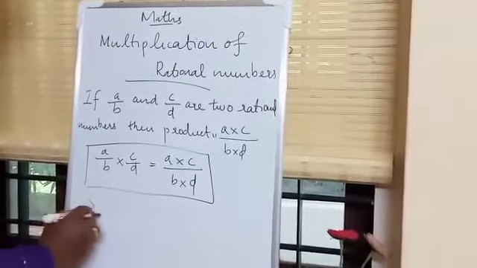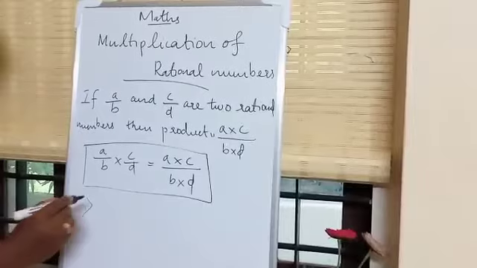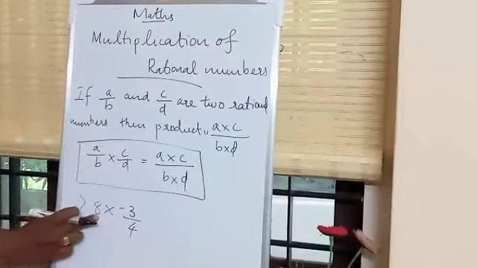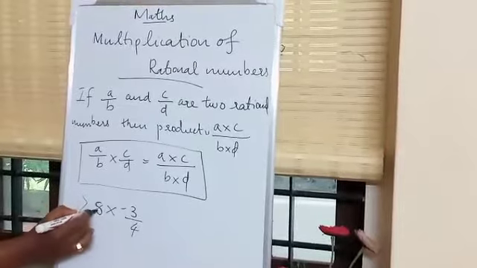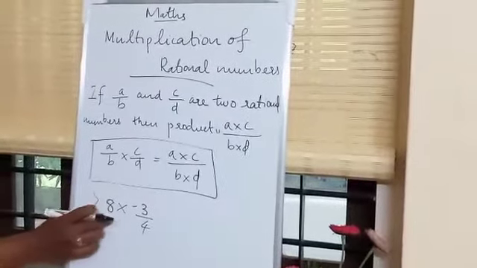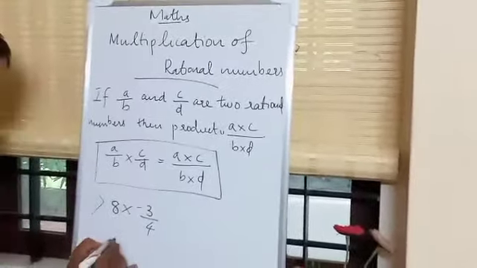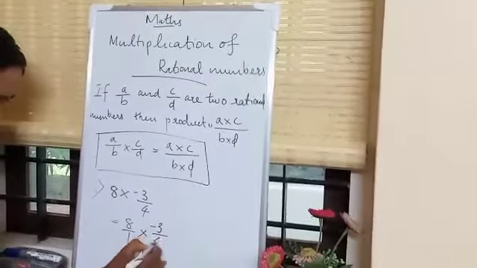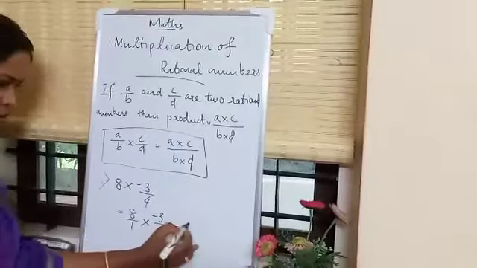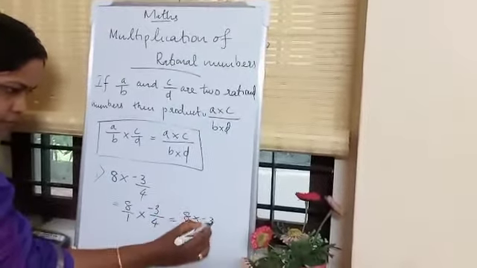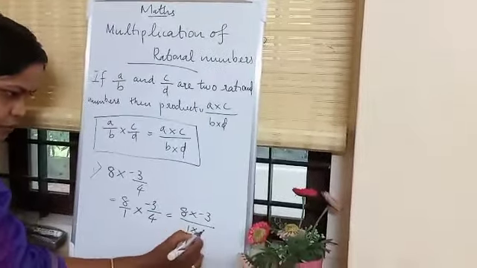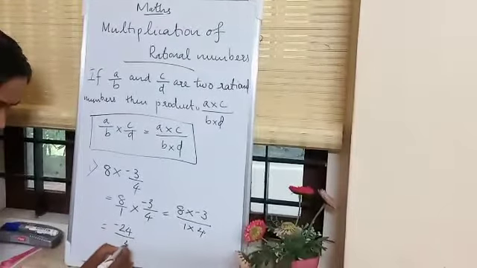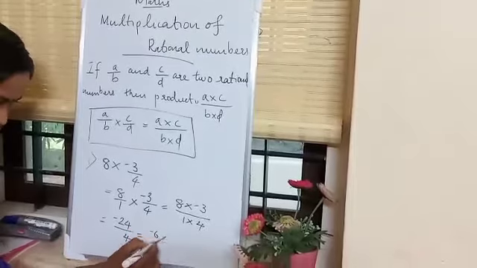First question. 8 into minus 3 by 4. Look children, 8 is a whole number. What is the denominator of 8? Yes, 8 by 1. So 8 by 1 into minus 3 by 4. Then the product of numerators, 8 into minus 3, divided by 1 into 4. That is minus 24 divided by 4, which is equal to minus 6. Clear?